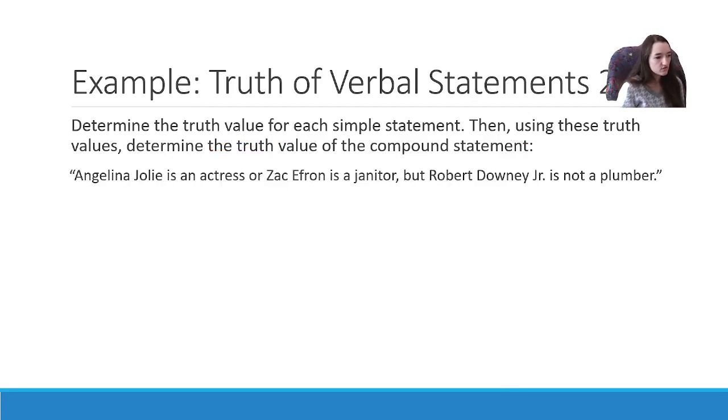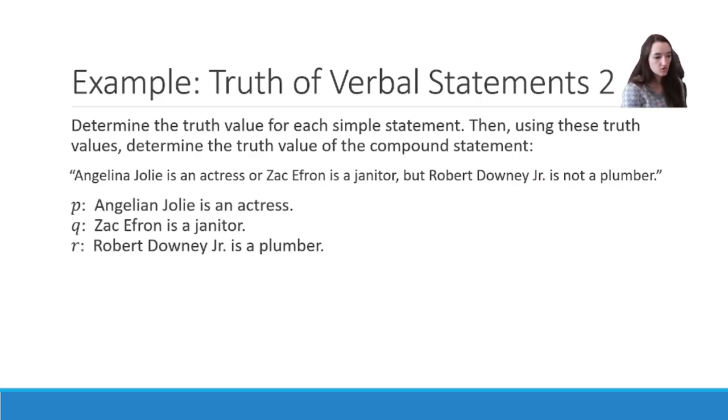So here, let's look at Angelina Jolie is an actress, or Zac Efron is a janitor, but Robert Downey Jr. is not a plumber. So here we have three ideas at play. And notice that there is a not in here. So I'm going to break this down into Angelina Jolie, Zac Efron, Robert Downey Jr. Three ideas, but for the Robert Downey Jr. one, I'm going to remove the not from it. So Angelina Jolie is an actress, Zac Efron is a janitor, Robert Downey Jr. is a plumber. Okay. So, how much of this is true? Well, Angelina Jolie is indeed an actress, but everything else is false, right? So we get true, false, and false.